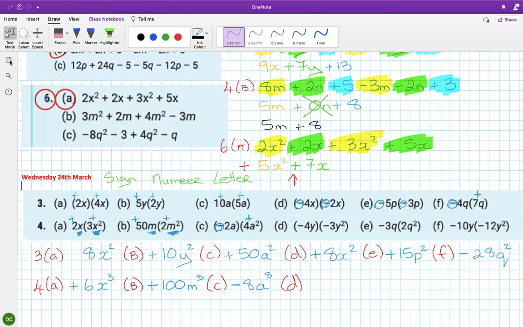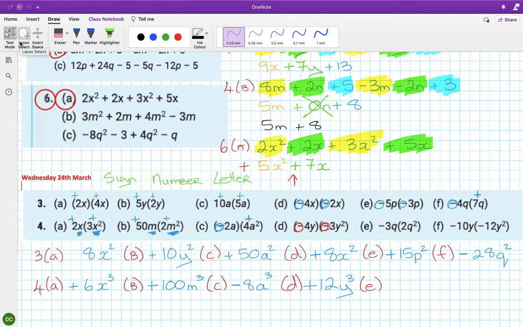D, I have a minus in the first bracket and a minus in the second bracket. So the signs are the same, which means my answer is plus. Numbers, 4 by 3 is 12. And I have 1 y in the first bracket, 2 in the second, so that makes 3 in total. Y to the power of 3.